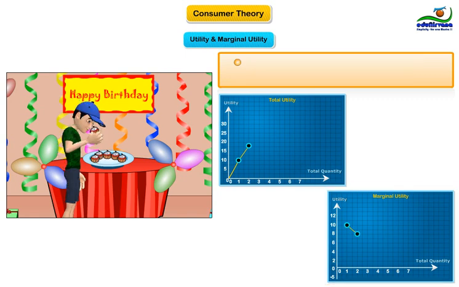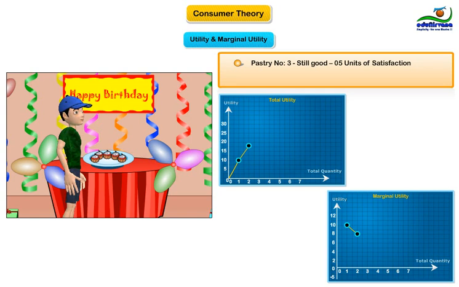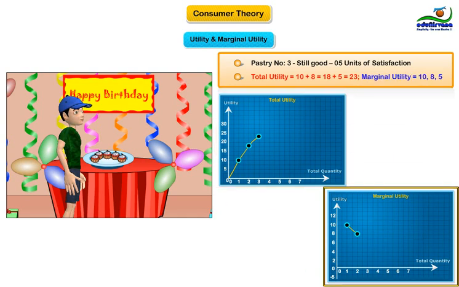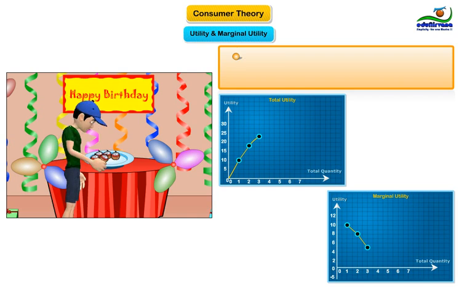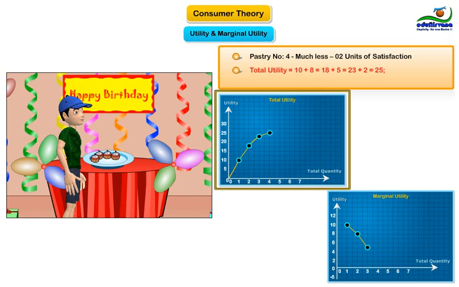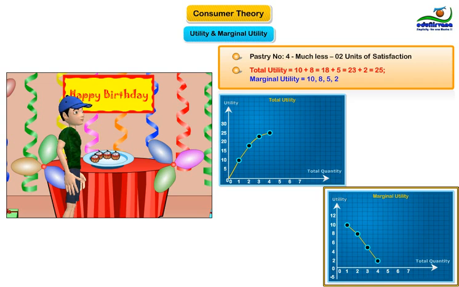Pastry number 3, still good, but you started to fill up. So it adds only 5 units to the sense of well-being. So total utility now is 23, 18 plus 5. But the marginal utility decreased to 5 from 8. Pastry number 4. Your stomach was now full, and this pastry added much less to your overall sense of well-being. So it adds only 2 to your overall satisfaction level. Total utility 25. Marginal utility 2.